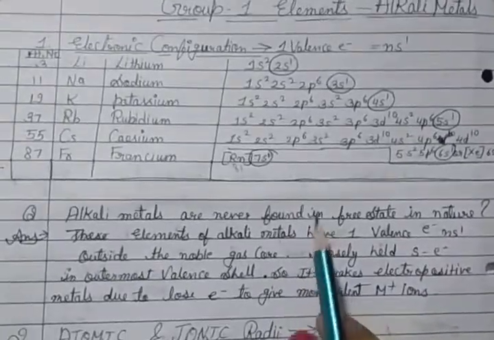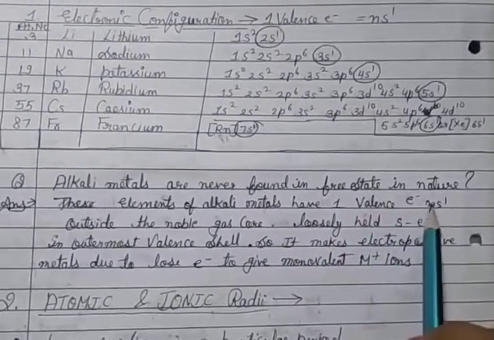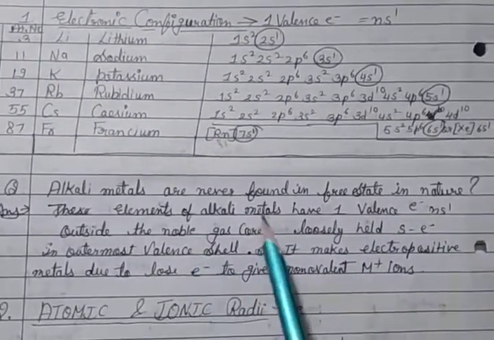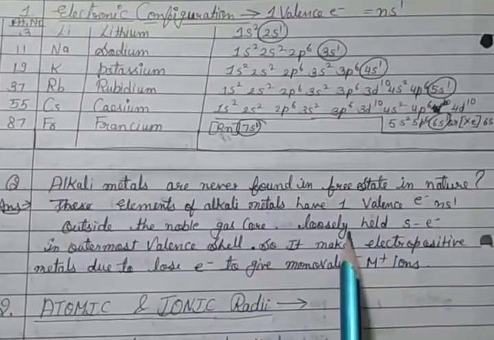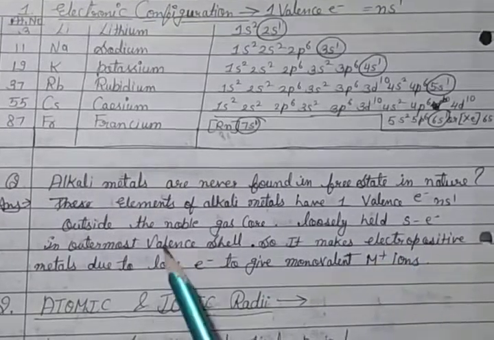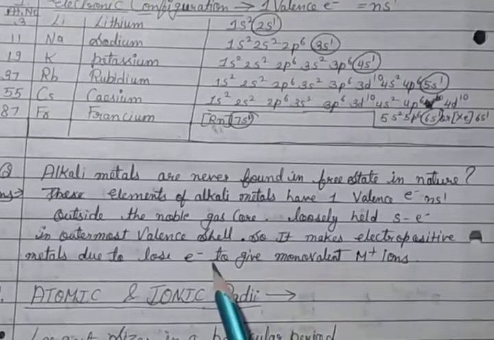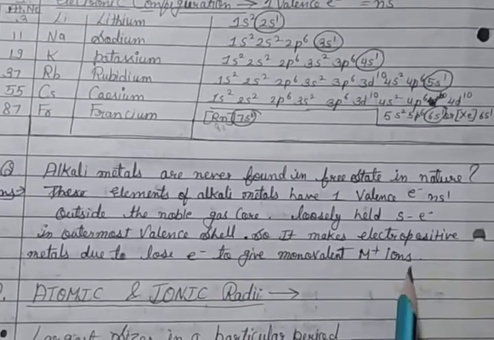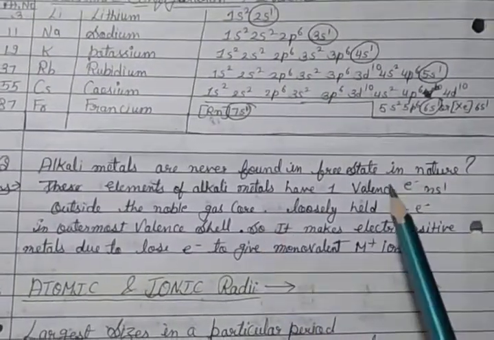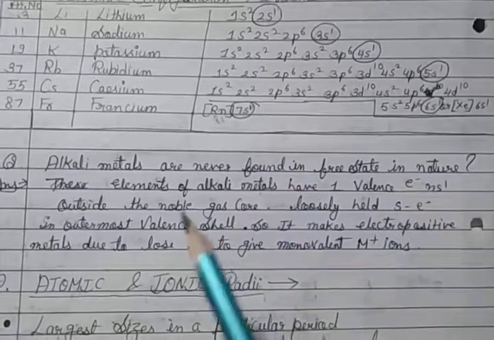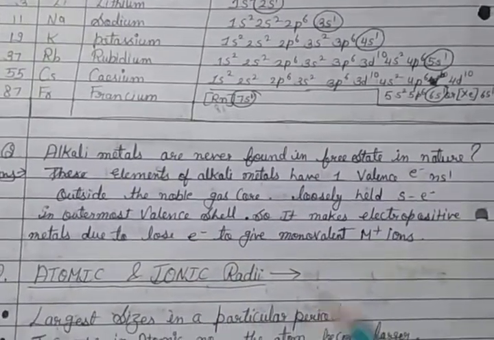Now a question based on this: alkali metals are never found in the free state in nature, because alkali metals have one valence electron outside the noble gas core, loosely held in the outermost valence shell. So they are electropositive, because the electron is easily lost to give the monovalent M+ ion.